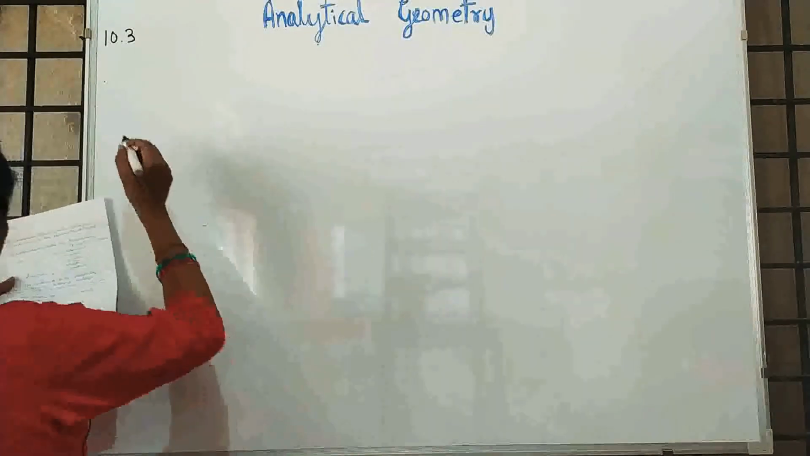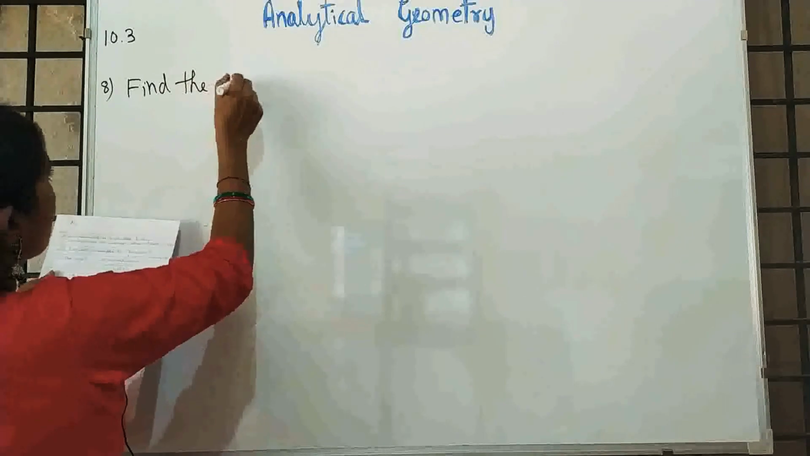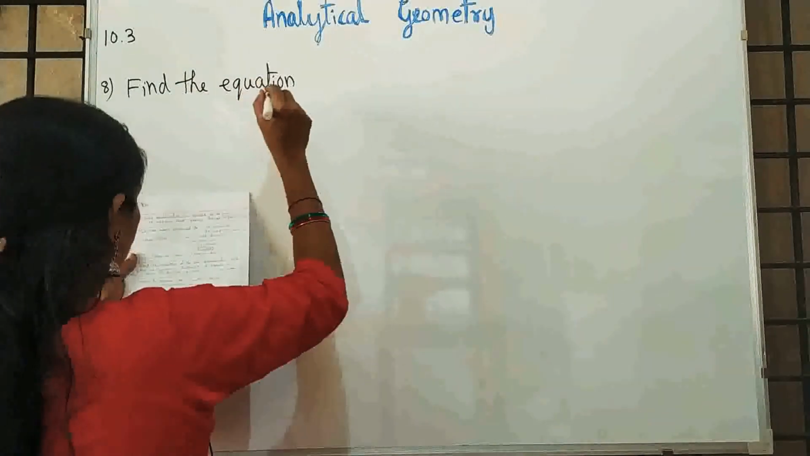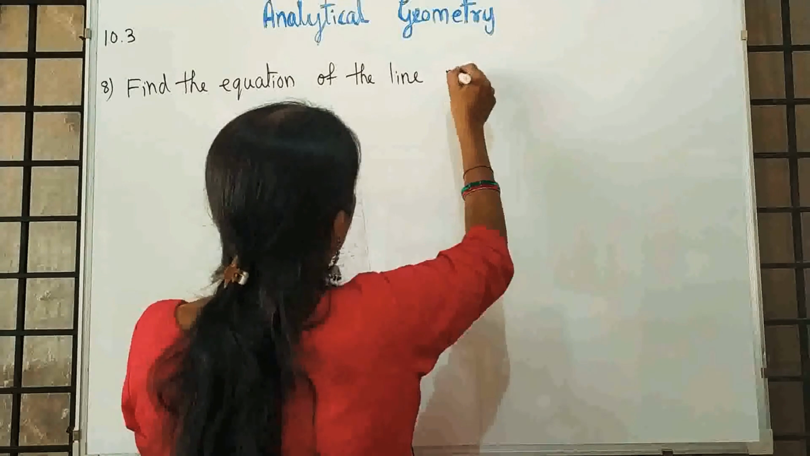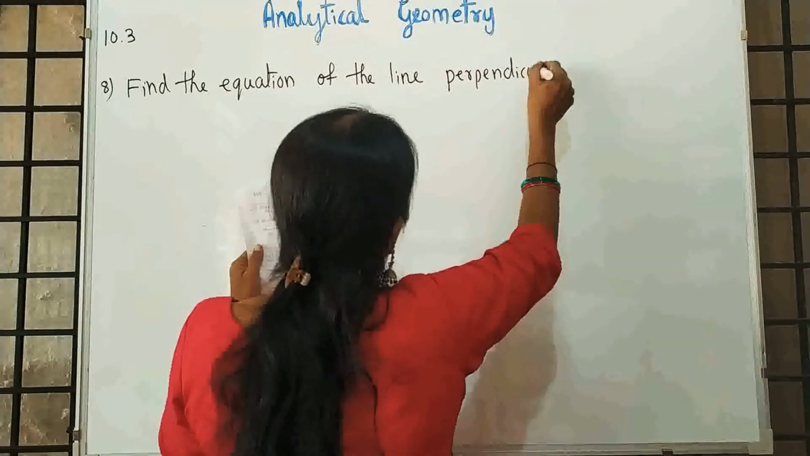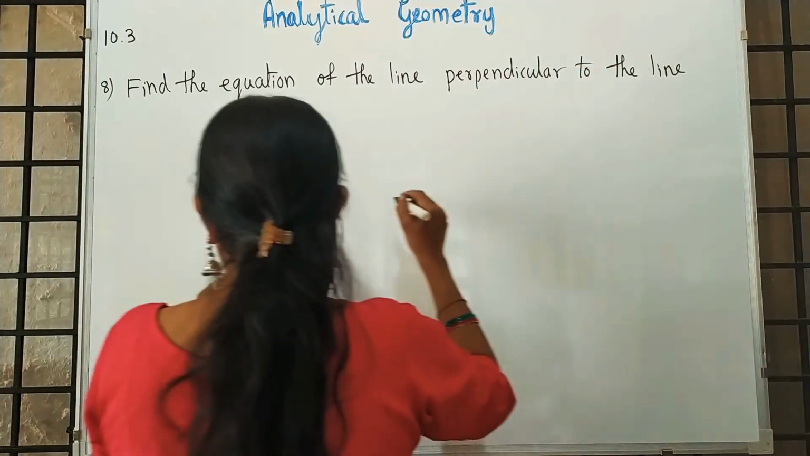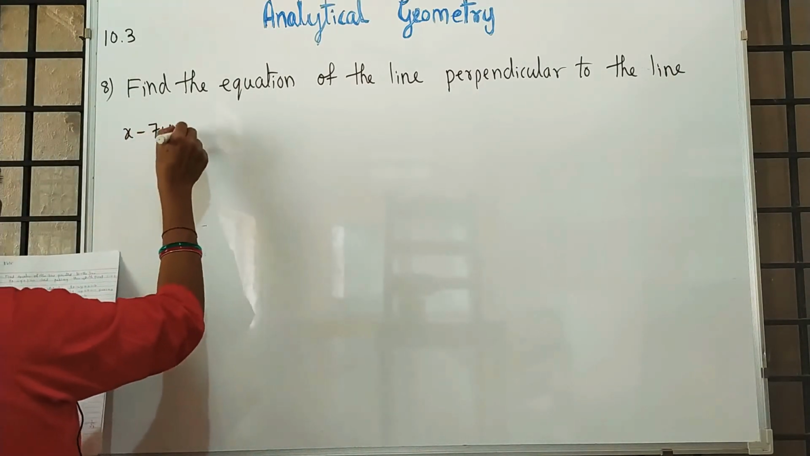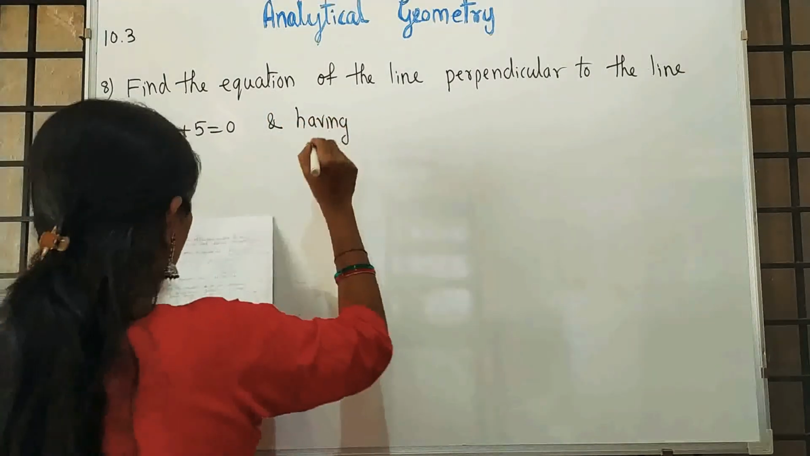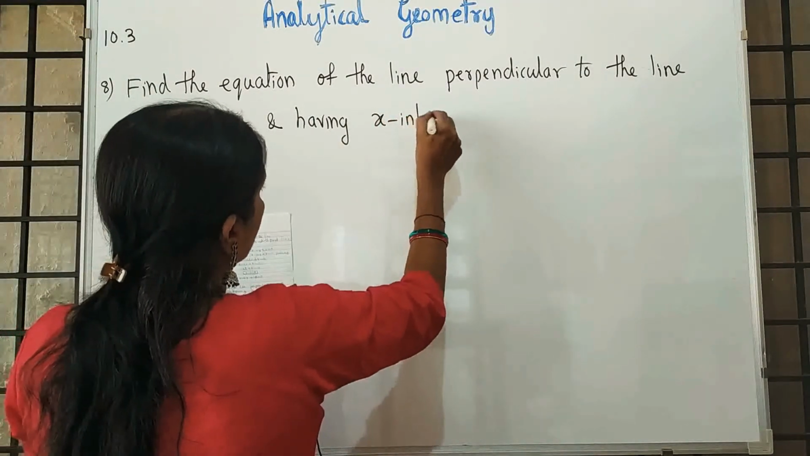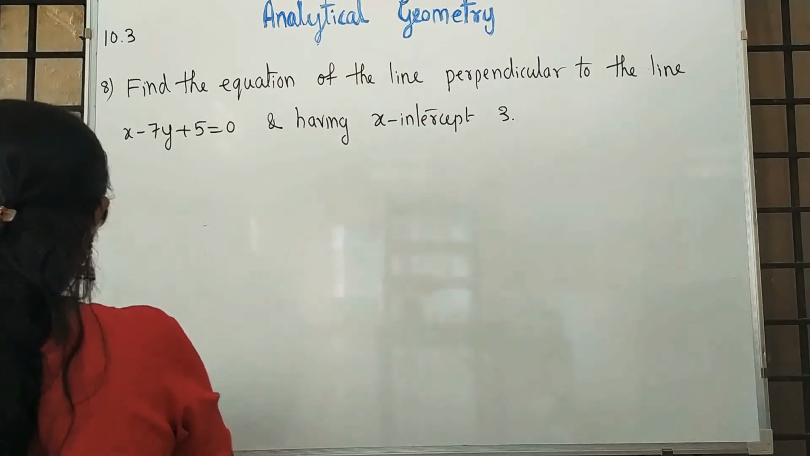Question number 8. Find the equation of the line perpendicular to the line x minus 7y plus 5 is equal to 0 and having x intercept 3. So here we have to find the equation.